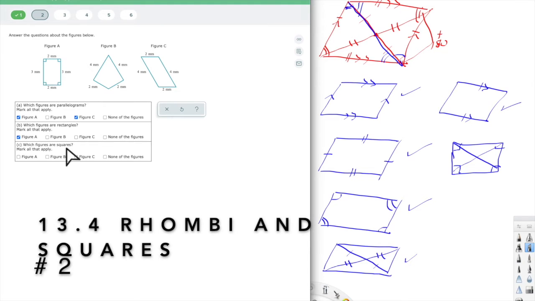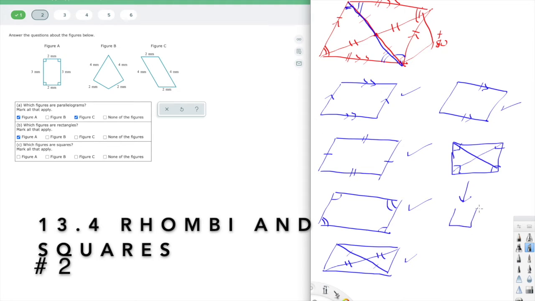Squares, well, I can obviously see none of these are squares. A square has the same properties as a rectangle, except it also has congruent sides. So it's kind of a step down. So parallelogram goes to rectangle, rectangle can go to square. So we can say that a square is a rectangle, but we cannot say a rectangle is a square. We can't, because a rectangle doesn't have all 4 sides congruent. We have 2 long sides and 2 short sides. So we would say none of these figures work for a square.